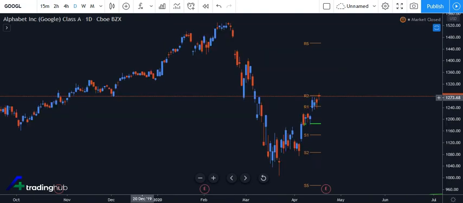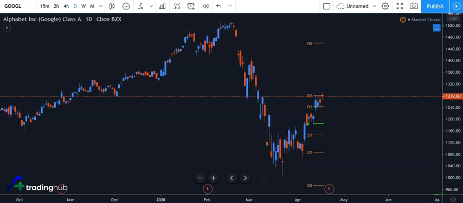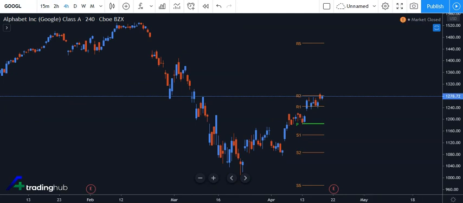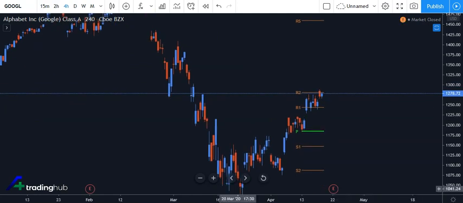Next is Google. For the past 4 to 7 days, the Google stock has been pushing up gradually, and right now we see price is at the pivot R2. This is a pivot R2, and it's a key resistance at that area.